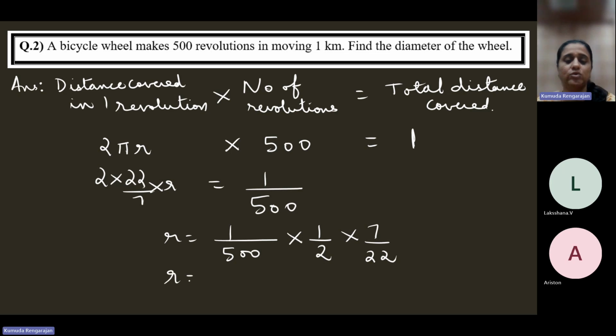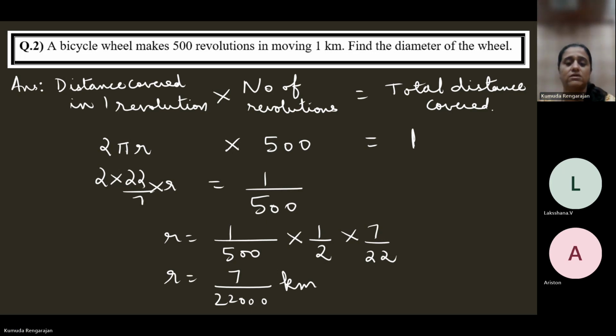So R is equal to, you can see what you're getting here. 7 by 44 into 500. 44 into 500. So you get 7 by ... kilometers. This answer will be in kilometers.